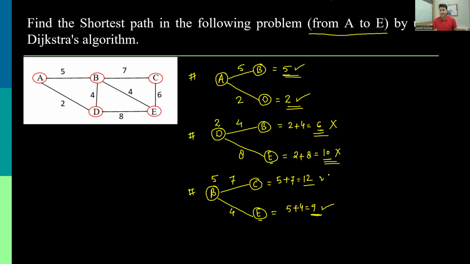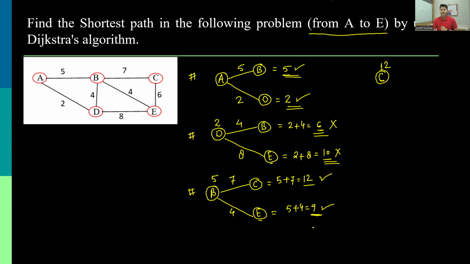So now let us select C with a weight of 12. Okay, now what are the paths to move out from C? From C, there's a vertex which is connected to B, but B is already visited, so we can't visit it again. A vertex once selected is not supposed to be visited again.